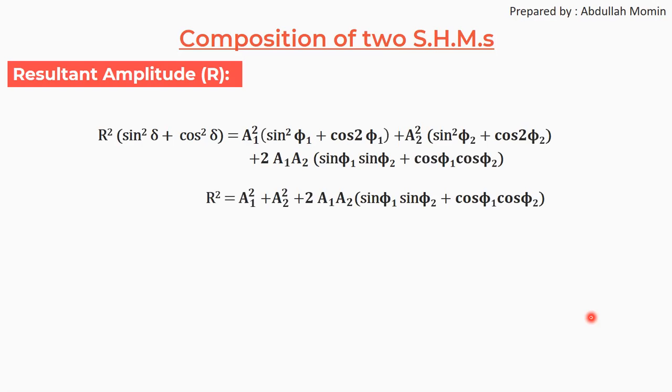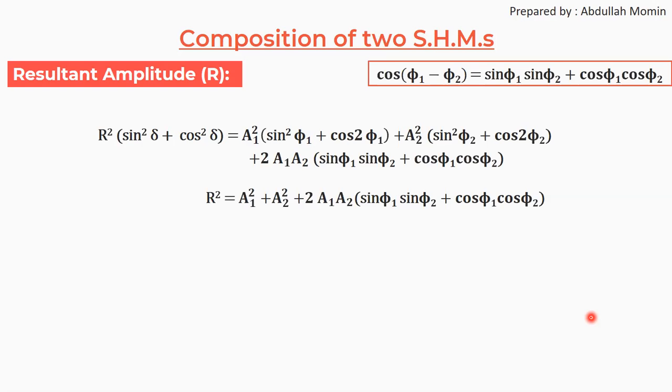Now this is your trigonometric identity. So instead of sine square delta plus cos square delta, we will put 1. Instead of sine square phi 1 plus cos square phi 1, we will put 1. And instead of sine square phi 2 plus cos square phi 2 is 1. So we will get r square is equal to a1 square plus a2 square plus 2a1 a2 sine phi 1 sine phi 2 plus cos phi 1 cos phi 2.